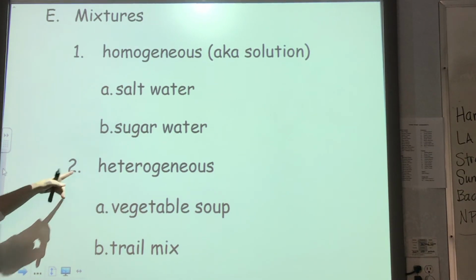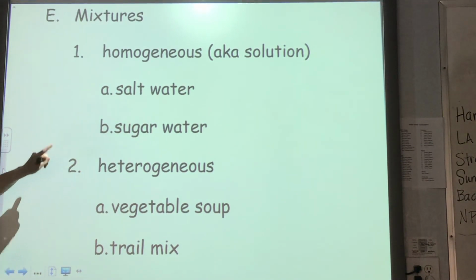But again, a heterogeneous mixture is a mixture. That is not a substance. Substances are only elements and compounds.